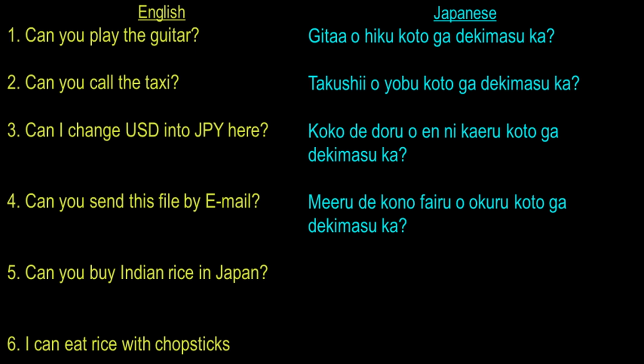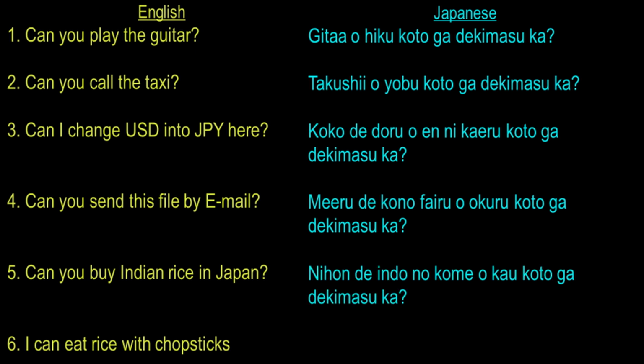Let us go to the fifth sentence. Japan is Nihon, India is Indo, uncooked rice is kome, and to buy is kaimasu. Since the dictionary form of kaimasu is kau, the translation will be Nihon de Indo no kome o kau koto ga dekimasu ka? Let us go to the last sentence. Chopsticks is hashi, cooked rice is gohan, and to eat is tabemasu. Since the dictionary form of tabemasu is taberu, the translation will be hashi de gohan o taberu koto ga dekimasu.